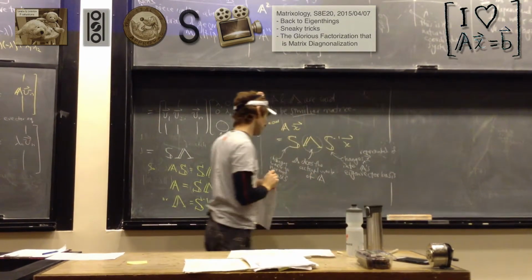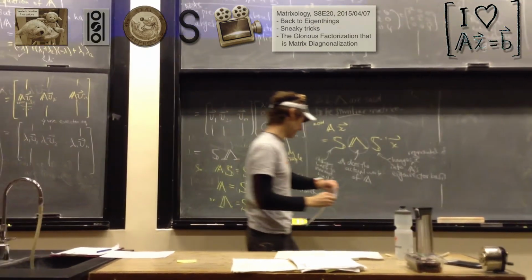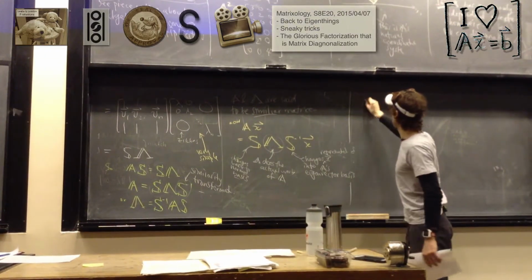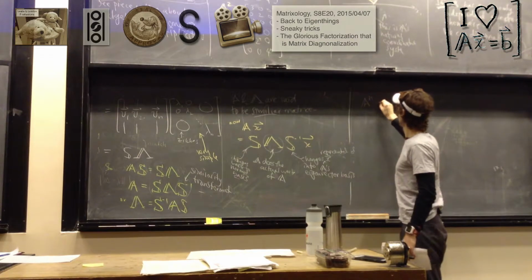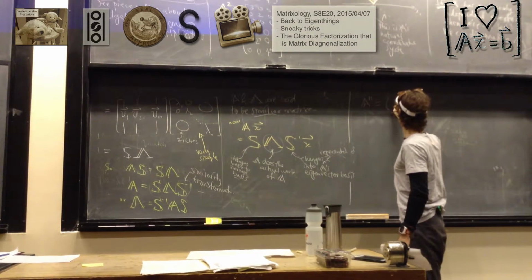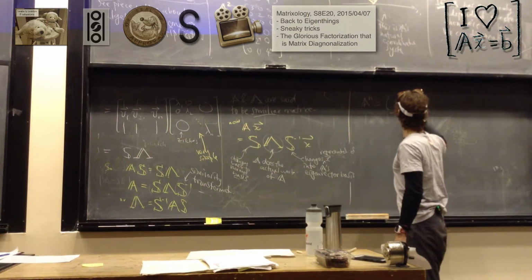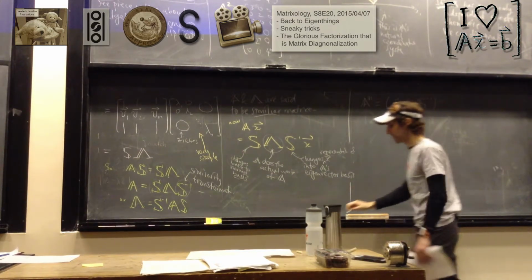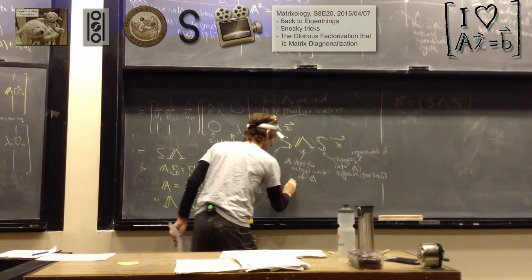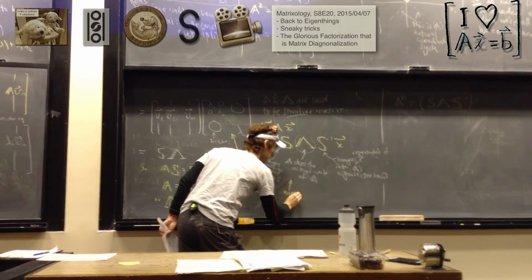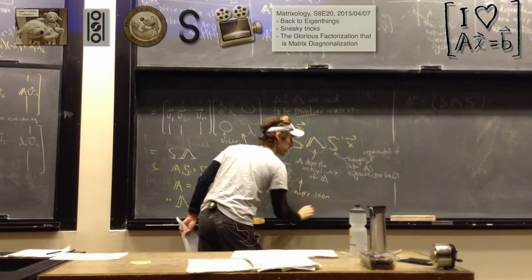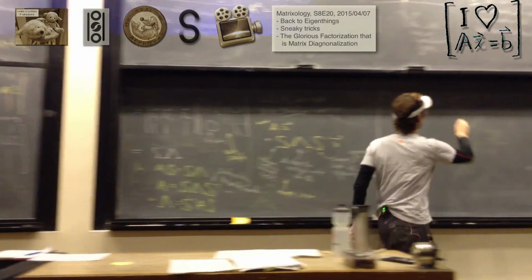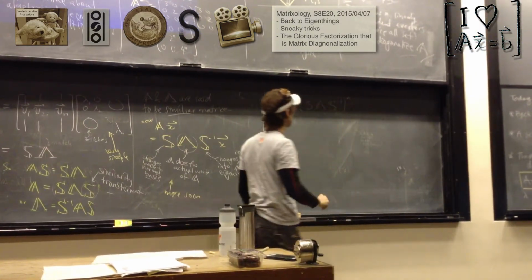Okay, and let me say one more thing before we try to work on an example. So what about A to the n? So that's going to be this S lambda. So there's going to be more about this soon. What about this? We're going to raise this to the power of n.